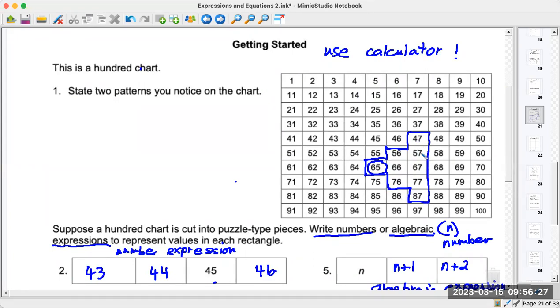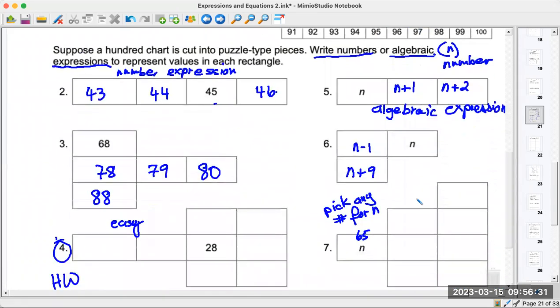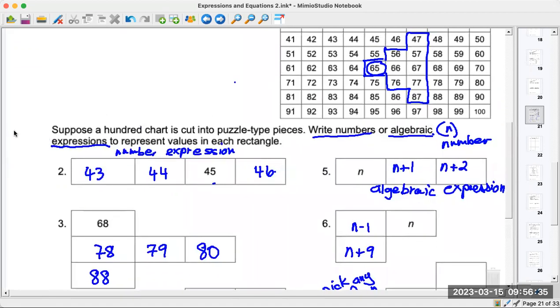So I should have 1, 2, 3, 4, 5. Oh, I only have 4. Oh, okay, I see what I did. I don't need that down here. So it's harder for me to copy it because I have to scroll back and forth. It shouldn't be that hard for you to copy these little puzzle pieces.